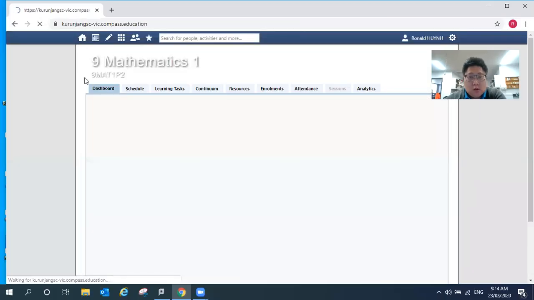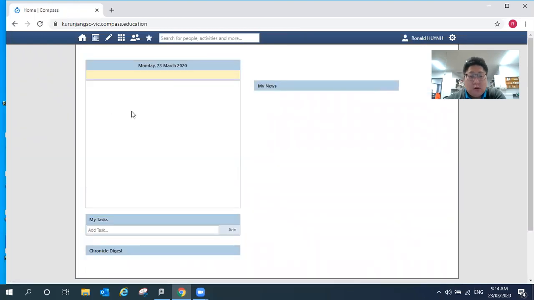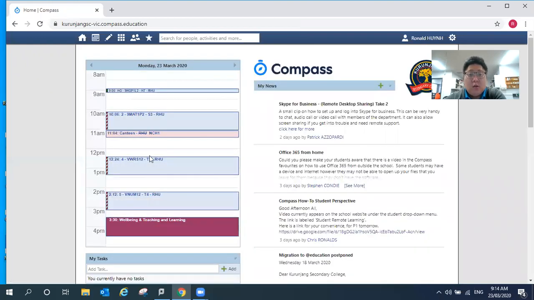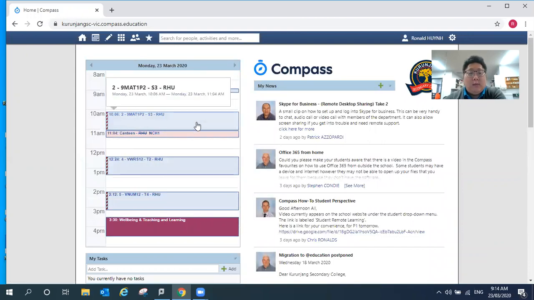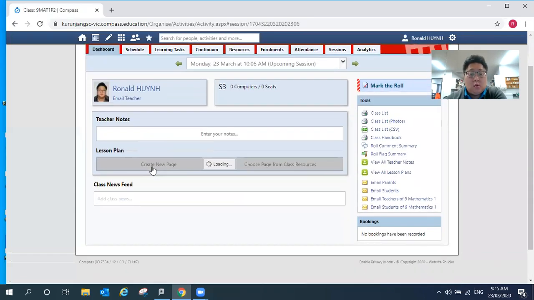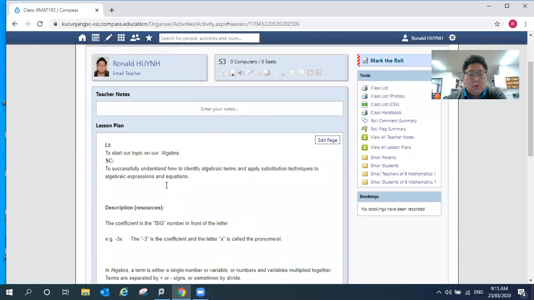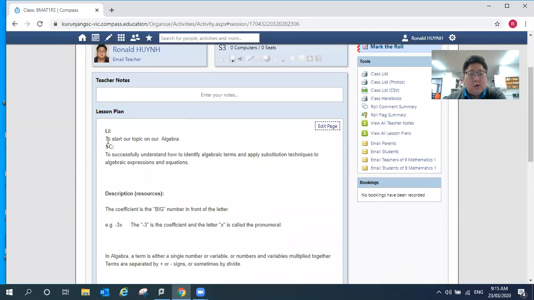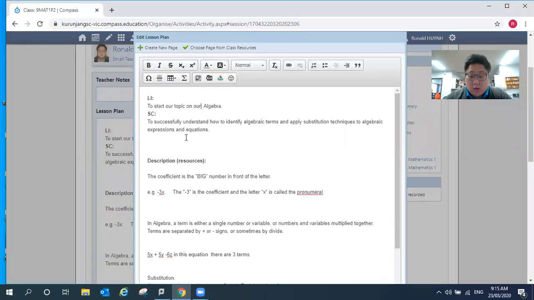Just to recap on our learning environment, all my notes and work will be uploaded on Compass. As for this lesson, to access it, we jump on Compass and click onto our subject. Here is where our lesson will be. The learning intention is to start our topic on algebra. Oops, I'm just going to edit that.